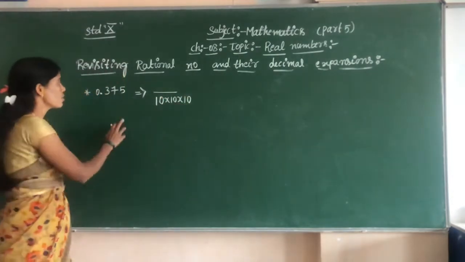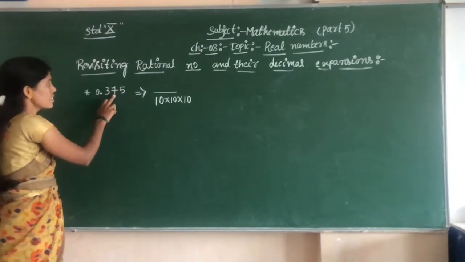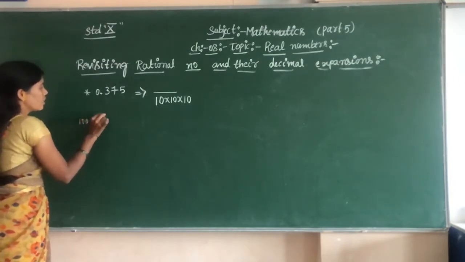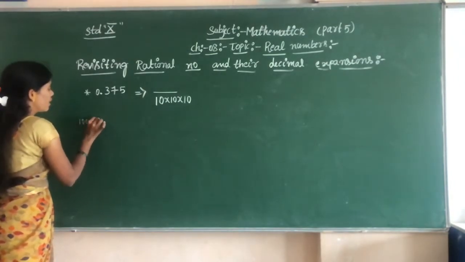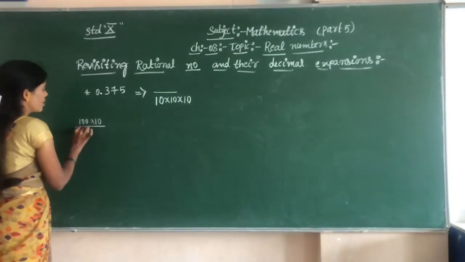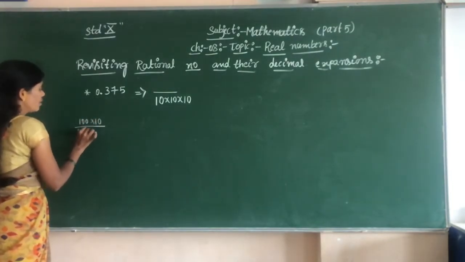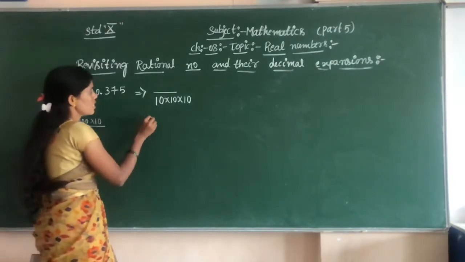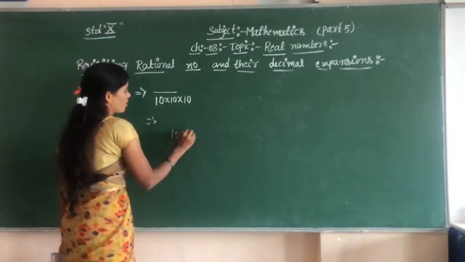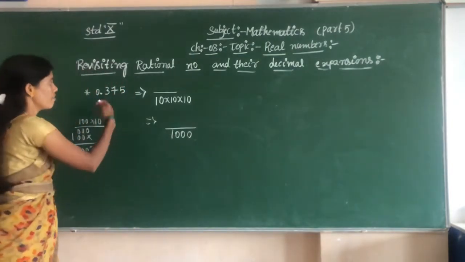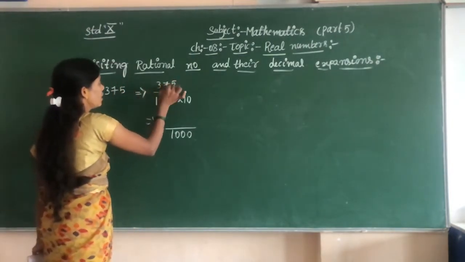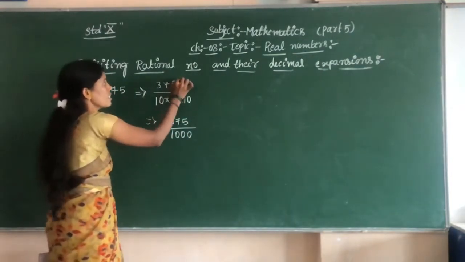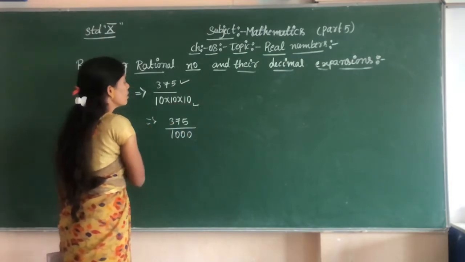So this is ones place, this is tens place, this is hundreds place. 10 into 10 is 100, 100 into 10 is 1000. So the denominator is 1000. After the decimal point comes 375. This is the numerator, and this is the denominator.